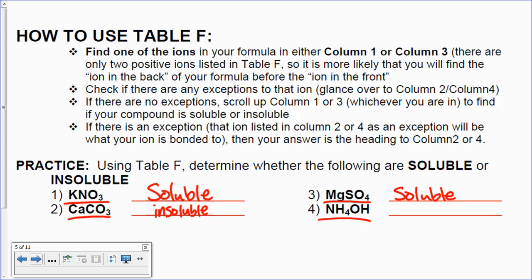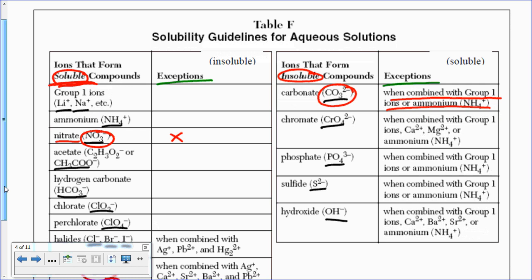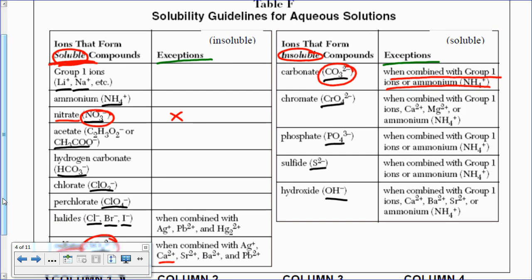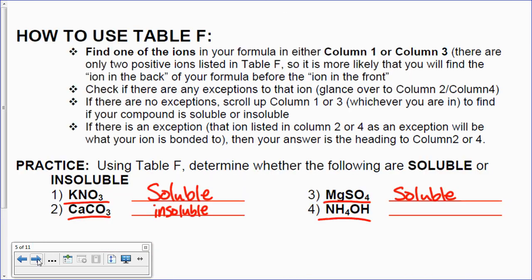Now the last one, NH4OH. Let's see where we can find that one. NH4OH. NH4. There's NH4. And there's OH. Okay, so NH4 is ammonium. It says they're soluble, and there's no exceptions to the rule. Okay, let's check out OH here. OH says it's insoluble unless it's combined with group 1, calcium, barium, strontium, or ammonium. So ammonium says it's soluble no matter what, and hydroxide says it's insoluble unless it's with ammonium, which is soluble, so this last stuff must be soluble.